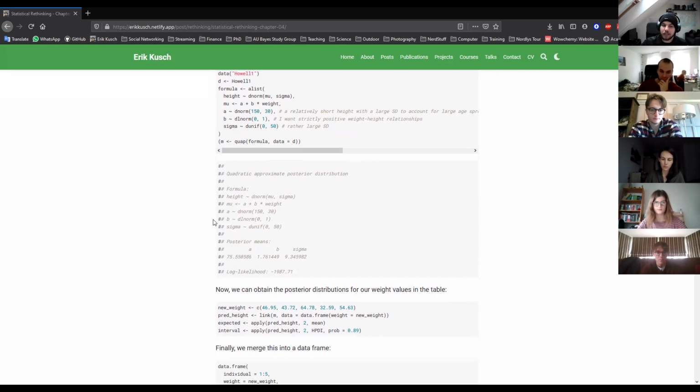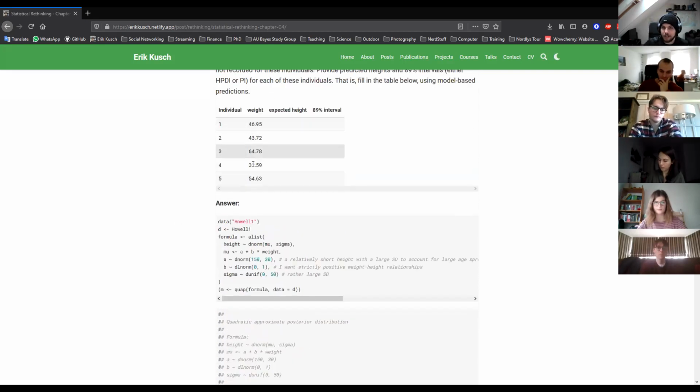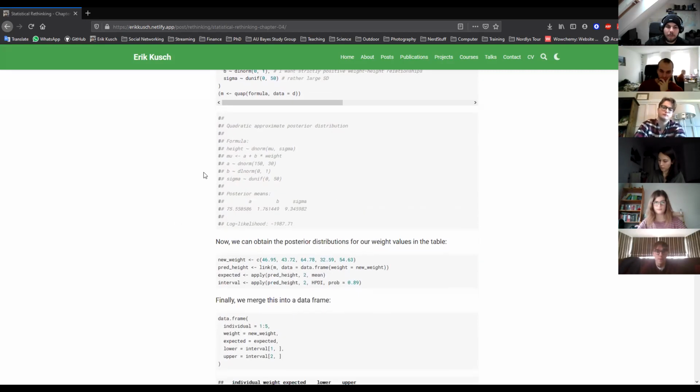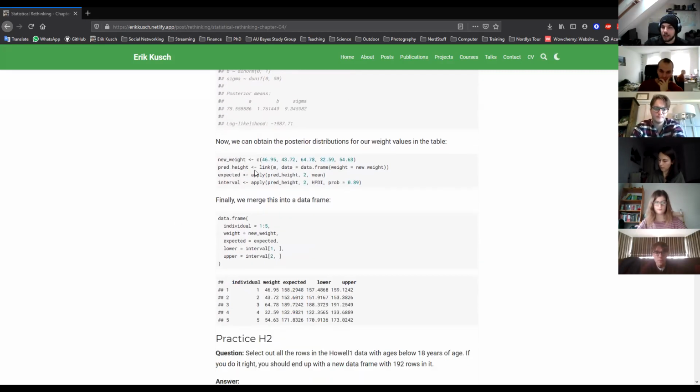Now that I have this, I can obtain the posterior distributions for the weight values in the table. So that's up here. That's what I want to predict for. And to do this, I take my new weights. I then use the link function, which I can use to do predictions. And right here, I say that I want to use my model, which I've identified with the quadratic approximation M, and the new data that I feed it is just my new weight, meaning what's in my table that I want to fill in. Then I just take the mean of the different samples I've obtained.